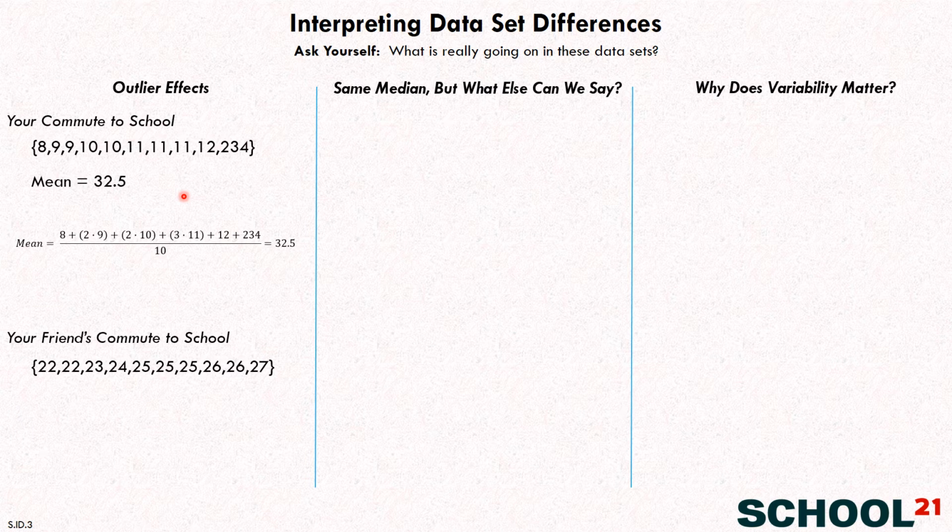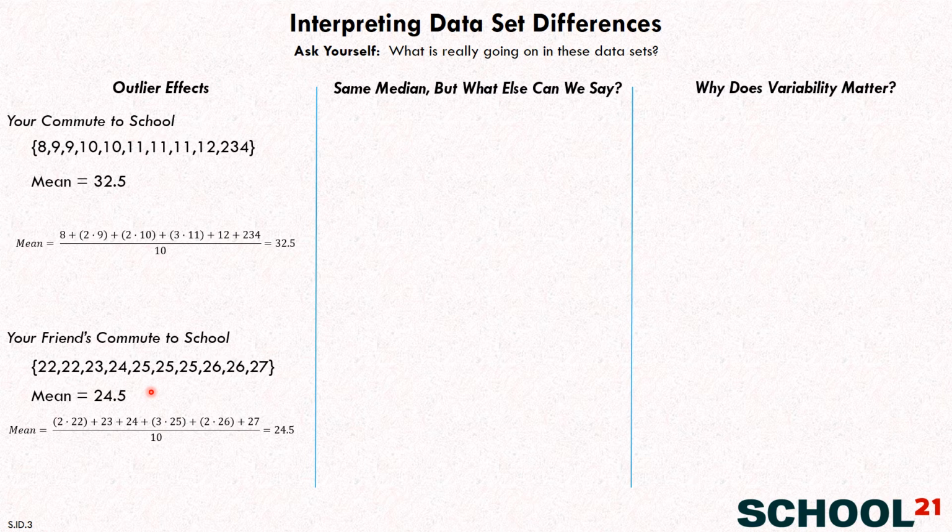Make sense? Yeah. Okay, now let's do the same calculation down here for your friend, and we're going to make the calculation, and we're going to get to how many minutes did it take your friend on average to get to school? 24.5. 24.5 minutes. Okay, so now we said, okay, great, we did our job, we calculated the means. So who takes longer to get to school according to the means? I do. Yeah, right. You take 32.5 minutes on average, and your friend takes 24.5 minutes. So that makes sense, right?